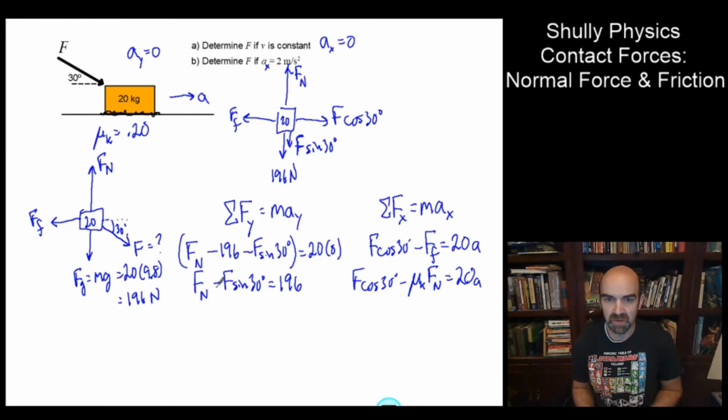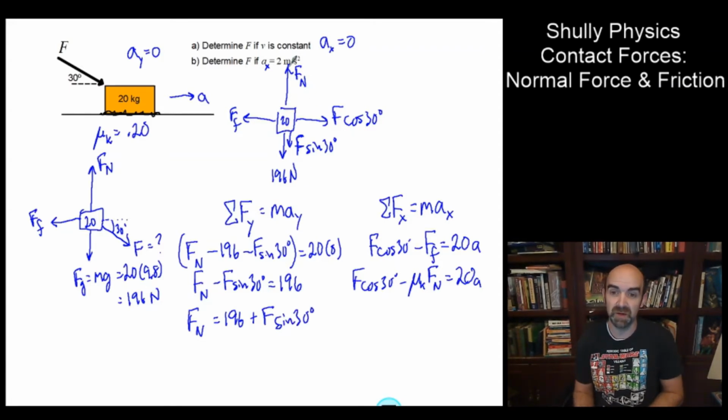All right, so if we're actually looking for F, what I'm going to do is solve this one for Fn and plug that result in over here. That'll eliminate normal force from this equation set. So Fn would equal 196 plus F sine 30. And hopefully that makes sense. The normal force up equals the weight plus the downward component of the pushing force down. All right, and we're going to plug those in right over here.